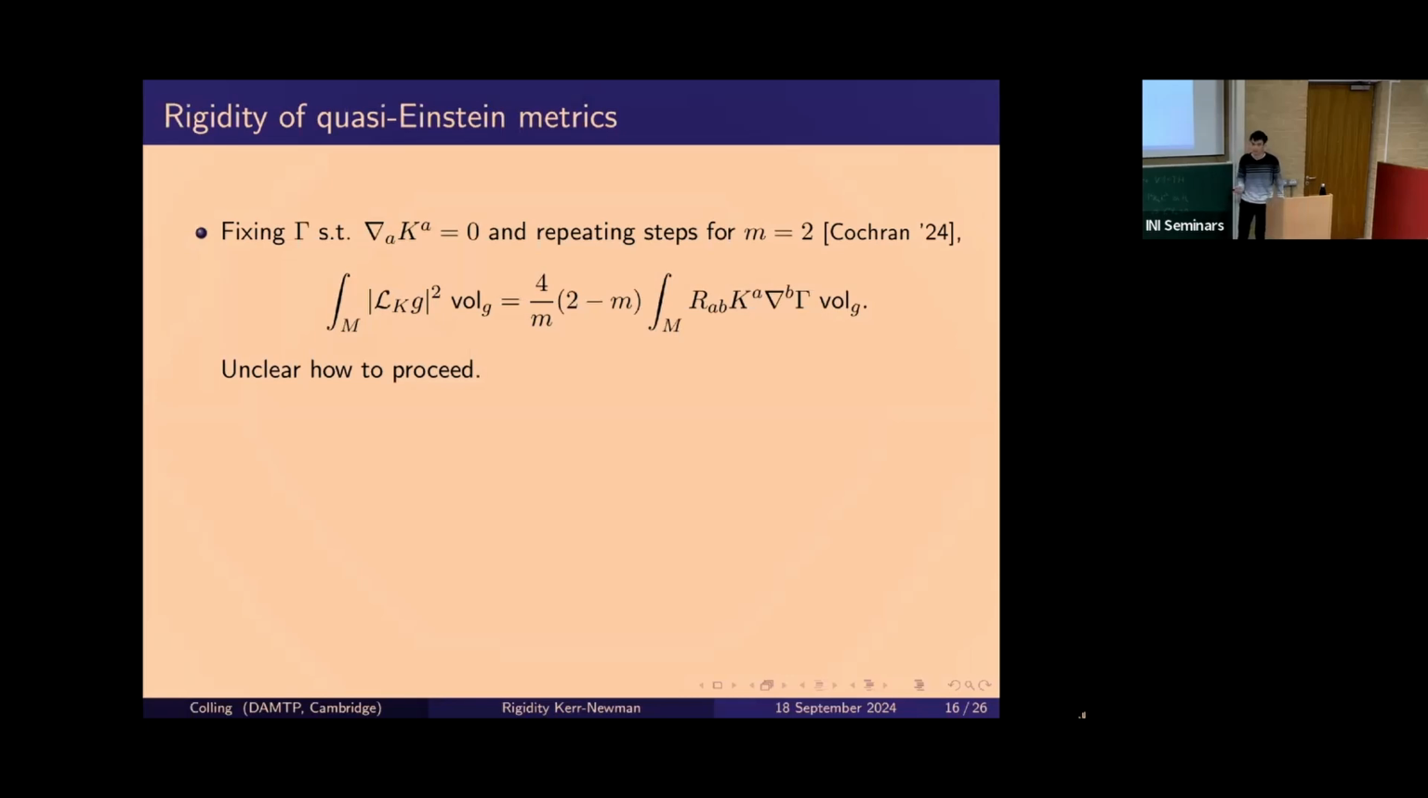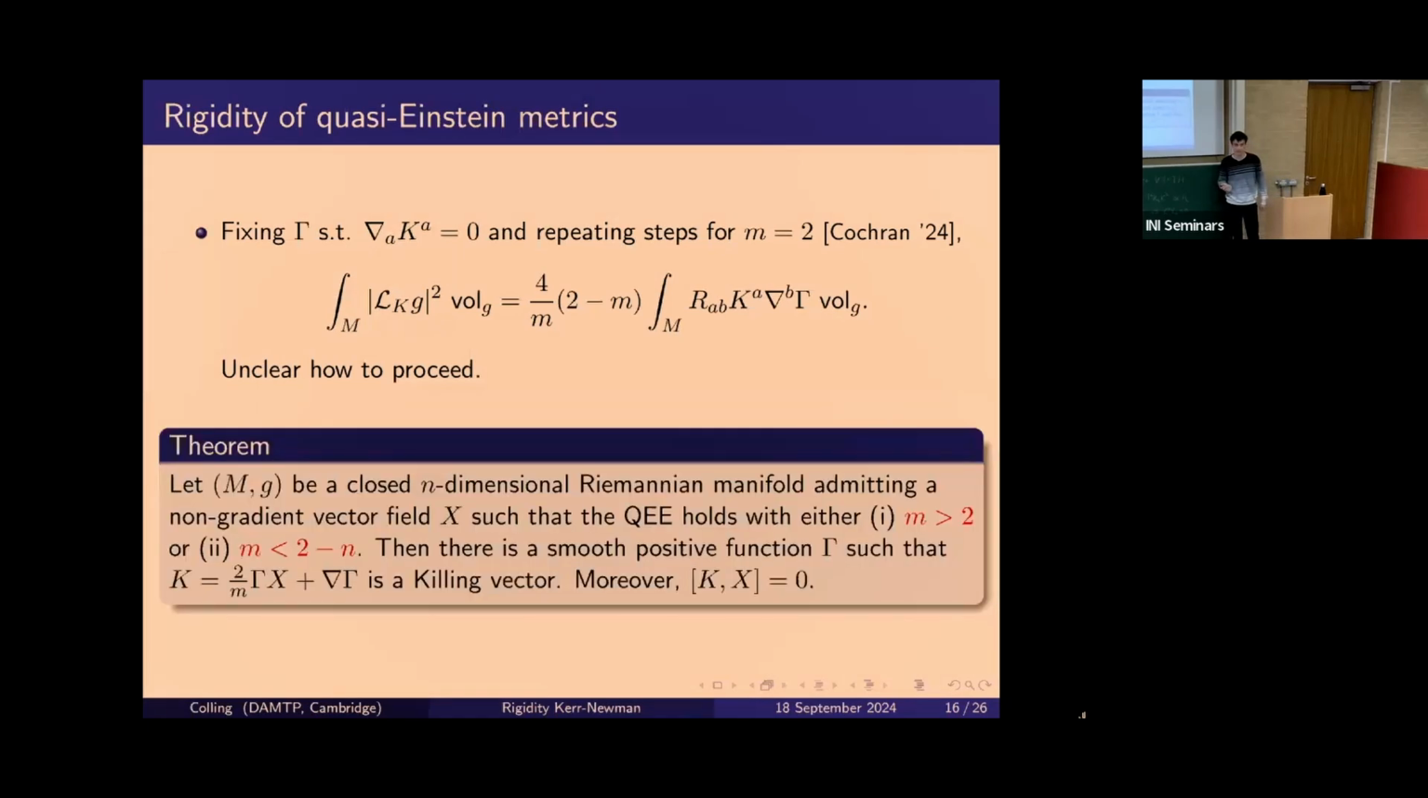So for a while it was unclear how to proceed. And I would now like to show at least a partial solution to this problem. When m is bigger than 2 or less than 2 minus the dimension of the manifold, then in fact there is a killing vector of the desired form, and it preserves x. And so the trick will be to fix this function gamma slightly differently.